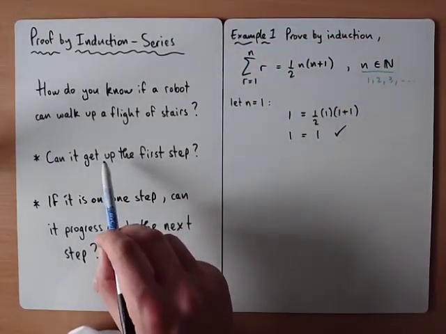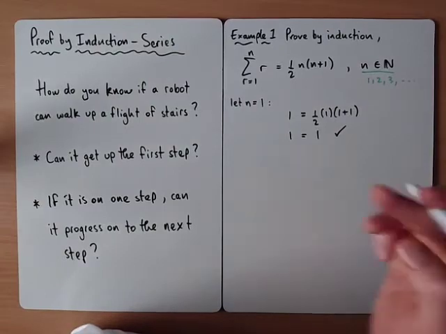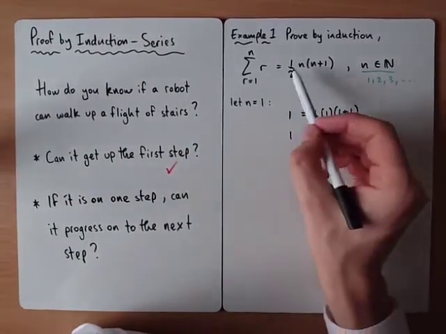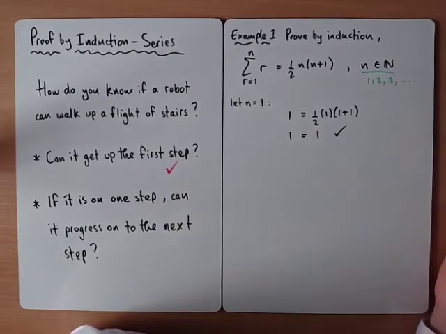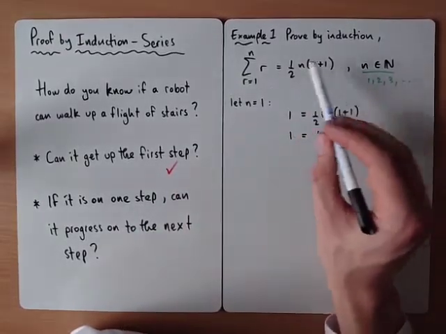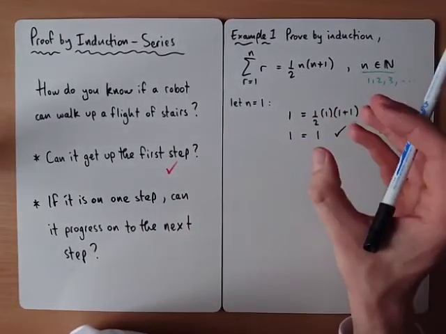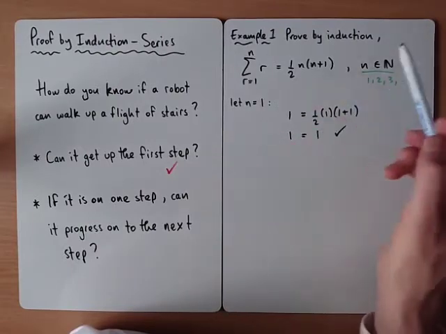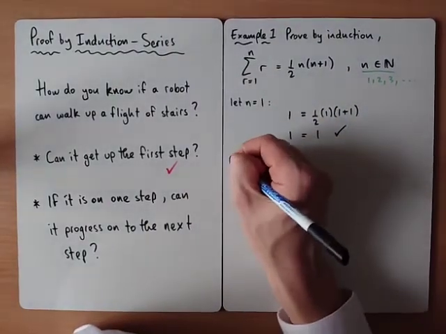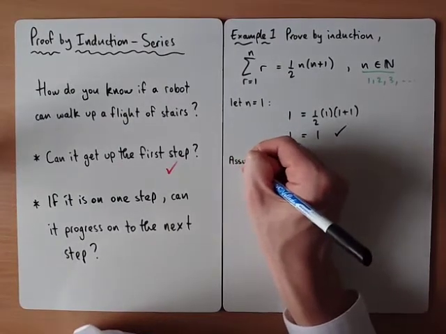So basically what we know now is the robot can get on the first step. The formula that we're trying to prove, we know it works at the beginning at least. Now we've got to prove that if we're anywhere along this sequence, if we're on the 5th term, if we want to add the next term on, this sum will always work. And the way that we do this is we have to assume it's true.